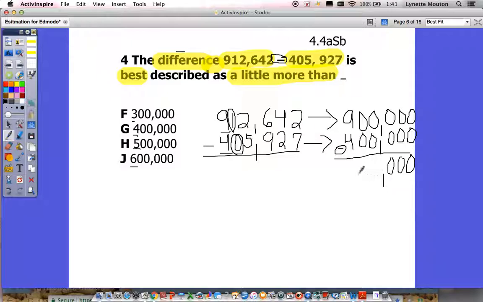Miss Mouton, why is that important to go from that? Because you have to establish those patterns of always making yourself go from the right to the left. Never jump here, because if you do it once, you could possibly do it again when you should not. We don't want to do that. 9 minus 4 is 5. There's your answer, ladies and gents. Letter H, 500,000.